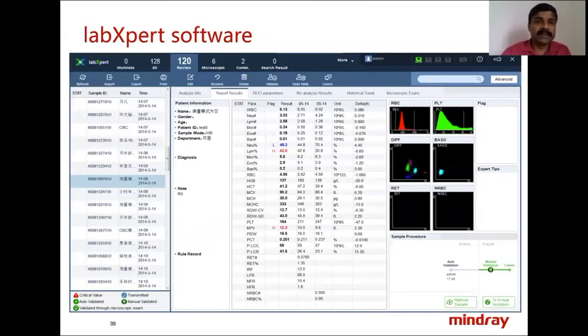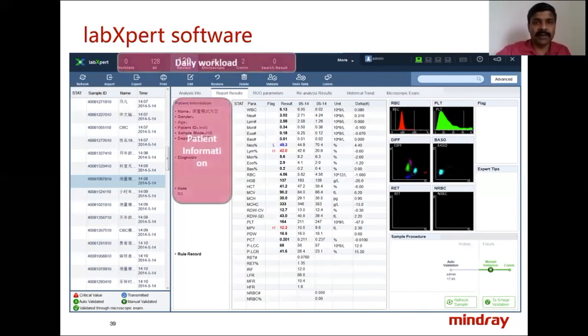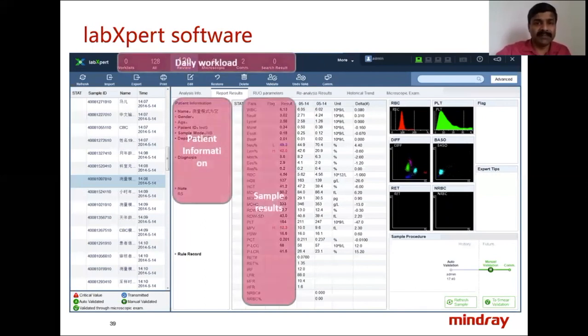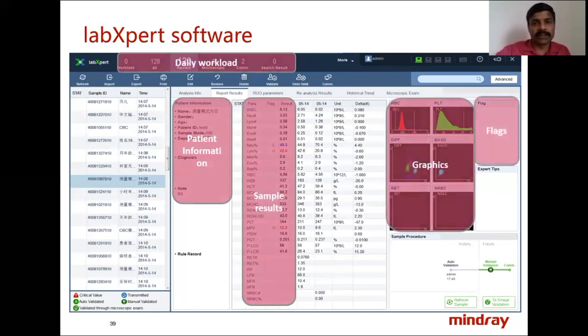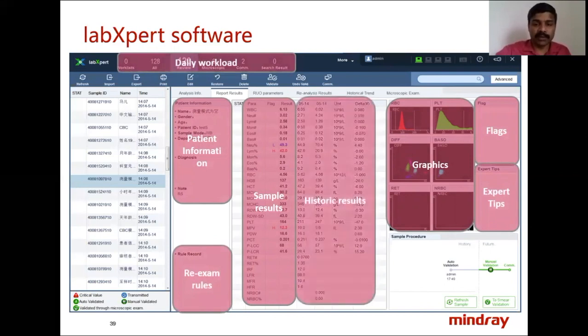Apart from this, we have a very powerful software which comes along with the instrument, which will be very useful for the user to have proper data management. It is a powerful software, the Lab Expert software, which will be used for automatic validation, and for rerun and reflex. All these kinds of things can be handled by this software, which will come along with the instrument.